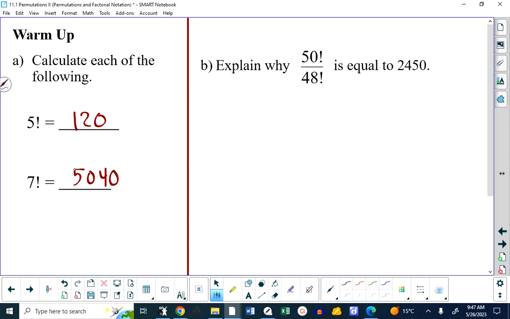B, explain why 50 factorial over 48 factorial is equal to 2450. So maybe what I want you to do is see if you can figure out a way to calculate 50 factorial over 48 factorial without using the factorial key and without going 50 times 49 times 48 times 47, without doing that. And this is typical when I ask this kind of question in a lesson. I'm just curious, can you figure out what that quotient is without using the factorial key? If you've got an answer, put your hand up. If you know how, put your hand up and then down.